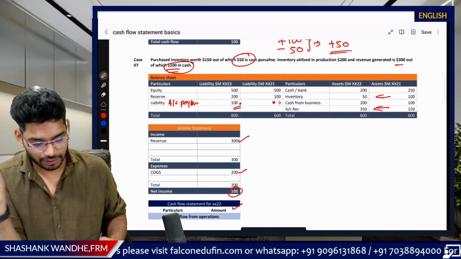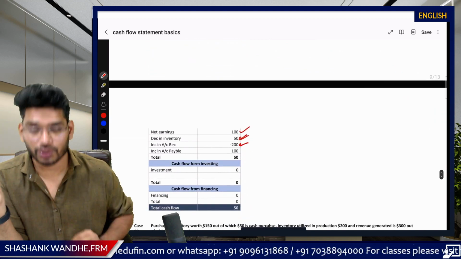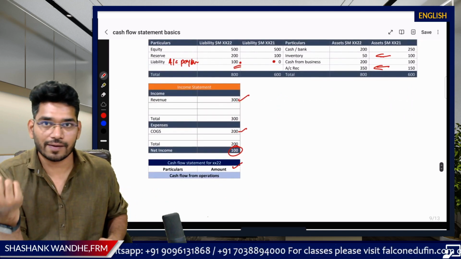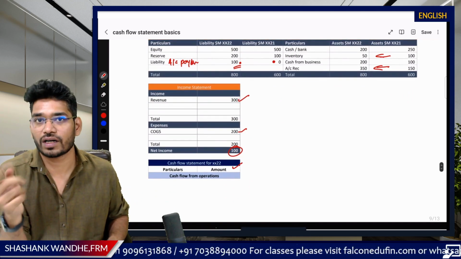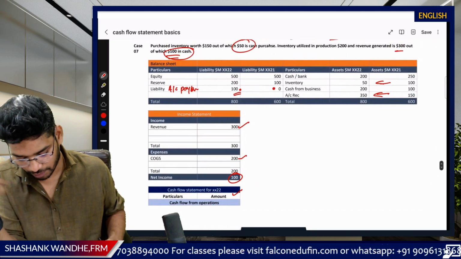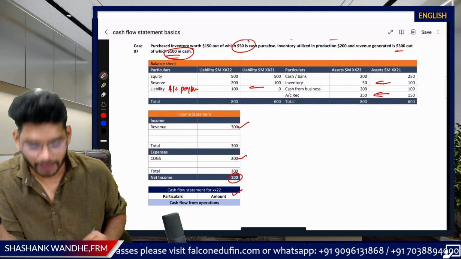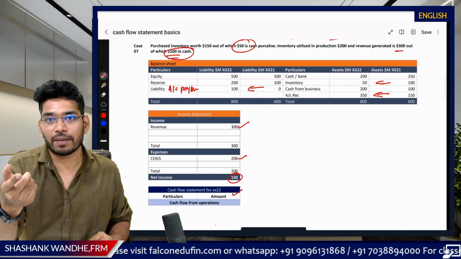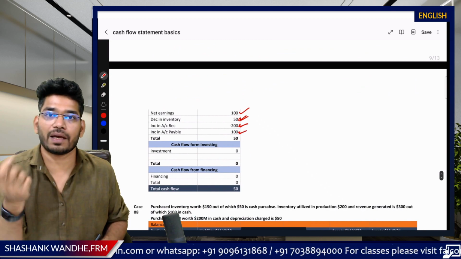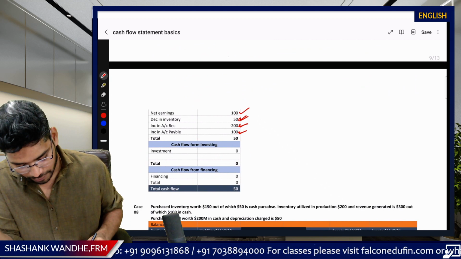Then increase in receivables from 150 to 350. You have to reduce 200 million. So increase in receivable will be reduced, decrease in receivable will be added. Decrease in inventory we are adding, and increase in receivable we are reducing, because this is a utilization of funds. Now payables from 0 to 100, and remember, increasing payable is a source of funds. That's why we will add it. Decrease in payable is utilization of funds, so we will reduce it. Here we have the increase in payable, so we will add it.